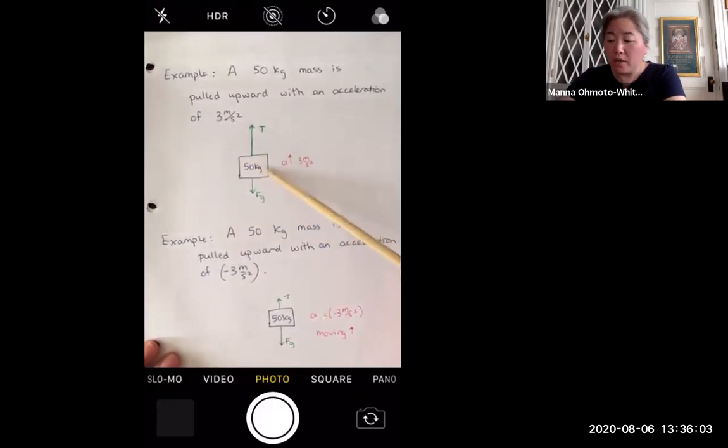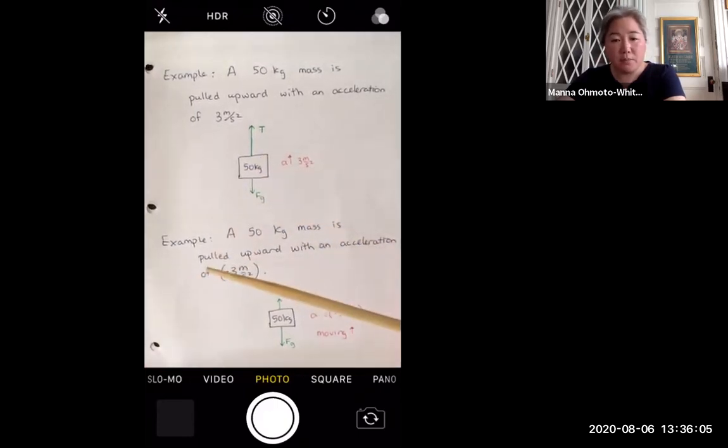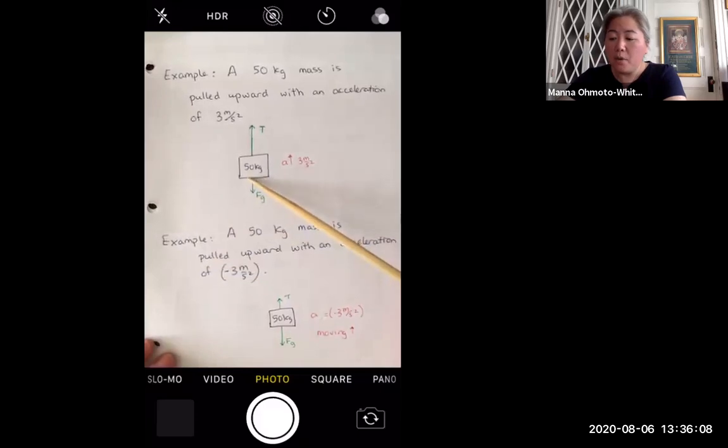Again, I draw the box. There is no surface because I'm pulling it in the air. I put my mass inside. I will always have my weight force vector going down, Fg. But in this case, my tension, whatever's pulling it upward, has to be larger than my Fg because my net motion is in this direction. My acceleration is a positive value.